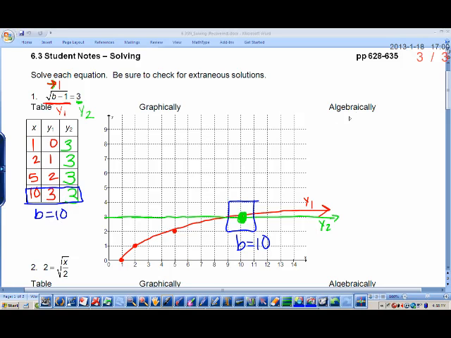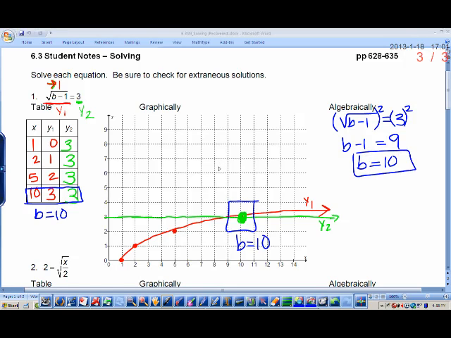Let's look at it algebraically for a moment. If I set up the square root of b minus 1 is equal to 3, my first step to solve would be to square both sides. I would end up with b minus 1 equals 3 squared, which is 9. And I would add 1 to both sides, so I would get b equals 10. So no matter which method I used, I saw that b ended up equal to 10.